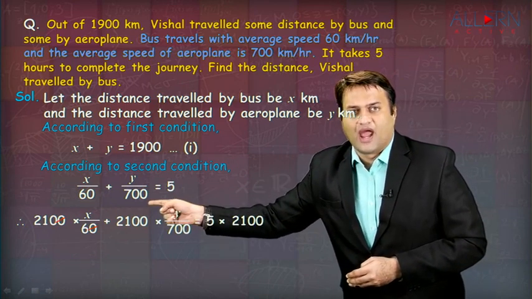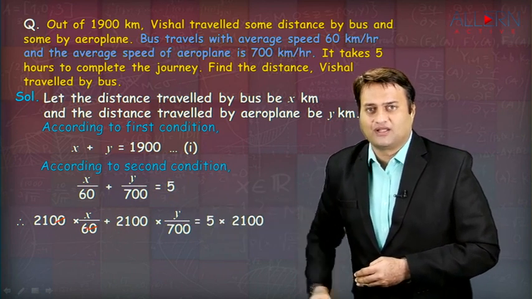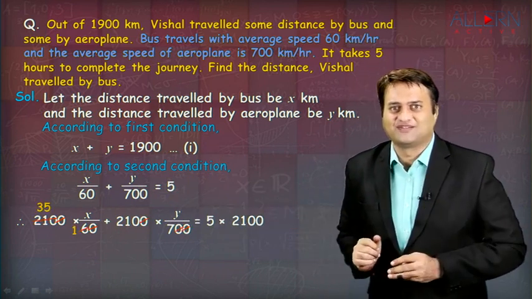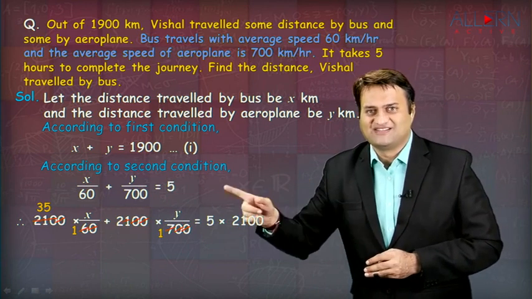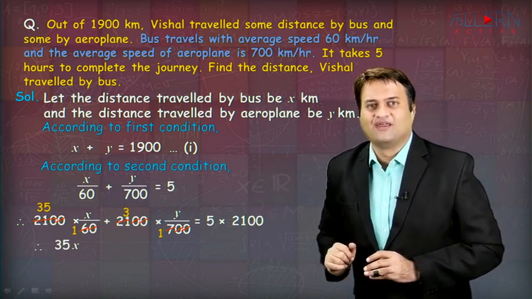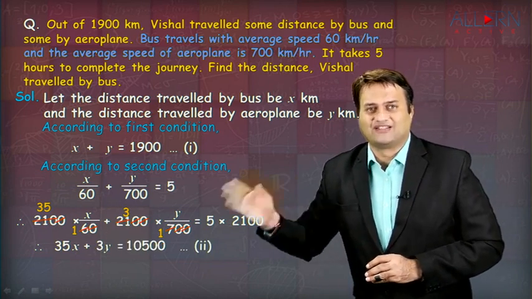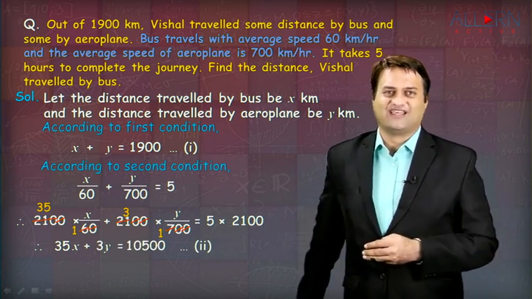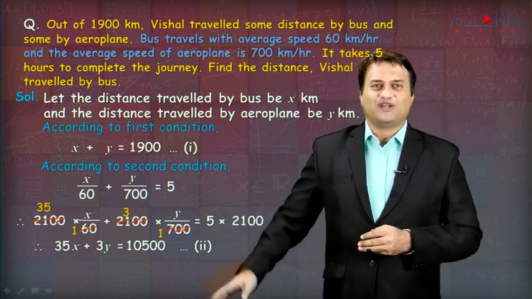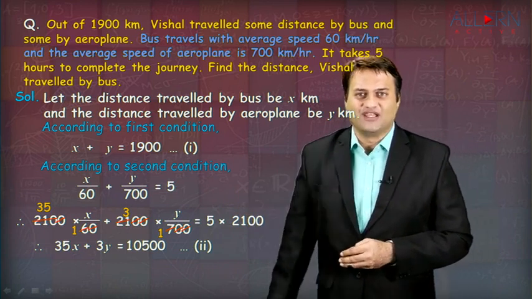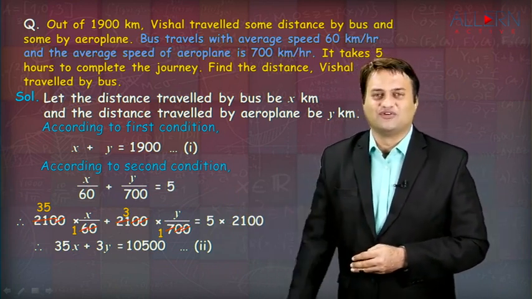60 and 2100. Let's cut. We get 6 ones are 6, 6 35s are 210, so 35x. 7 ones are 7, 7 3s are 21, so 3y is equal to 5 into 2100, that's 10,500. Let this be the second equation. So your first equation is x plus y is equal to 1900. Your second equation is 35x plus 3y is equal to 10,500.